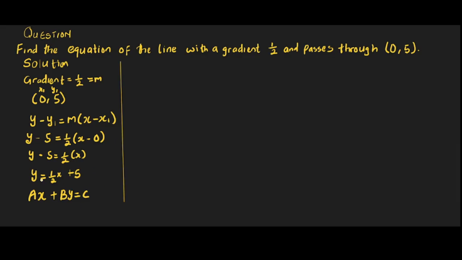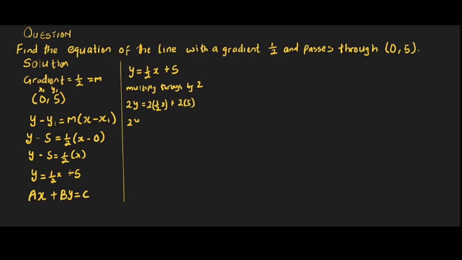To have it in this format, we have to rewrite this. We have y equals 1 over 2 x plus 5. What we do here is we want to eliminate this fraction, that is, send this denominator away. We multiply through by 2. When we multiply through by 2, we have 2y equals 2 open bracket 1 over 2 x plus 5.